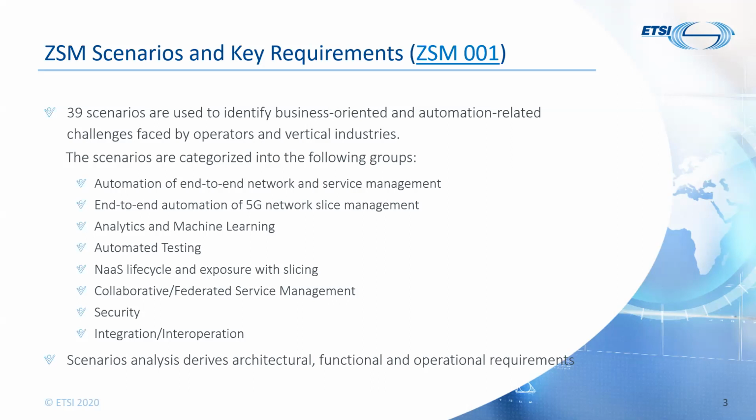The second category is the end-to-end automation of 5G network slice management. This category includes requirements to reduce time to market and management efficiency of network slice instances. So example requirements in these categories include capability to clone network slice instances and capability to scale network slice instances.